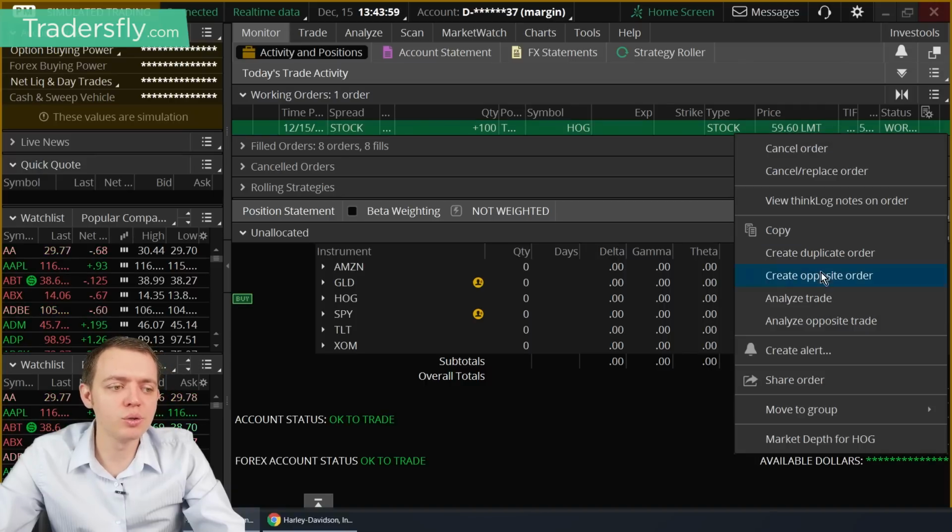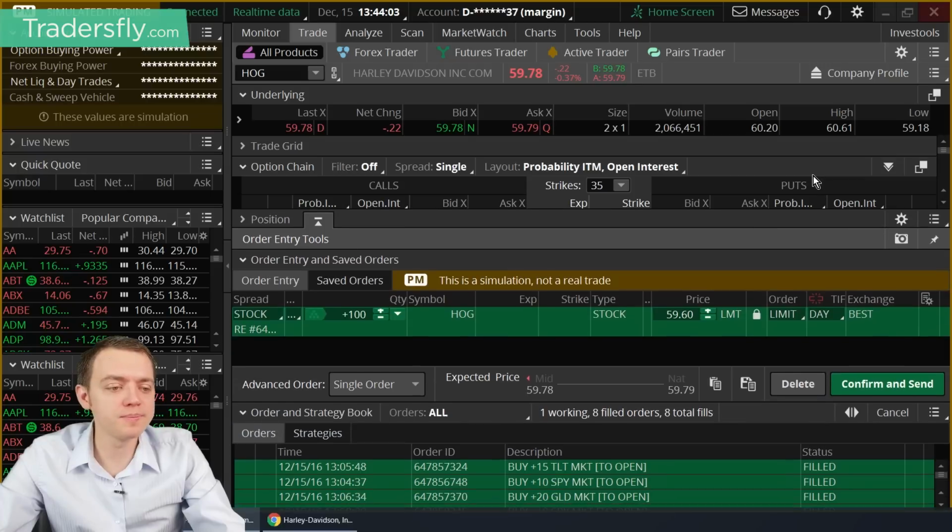So sometimes what you need to do is right click and cancel and replace the order, and you might need to move up in price.